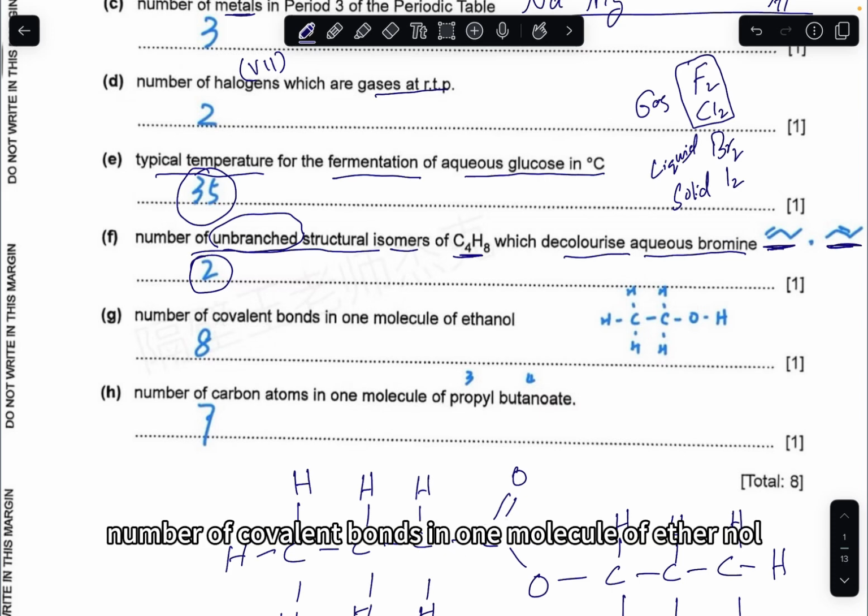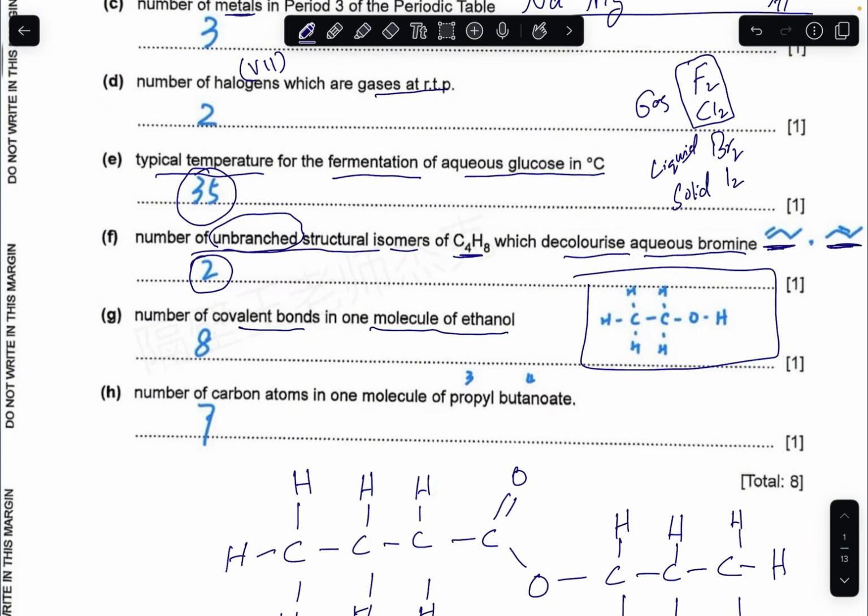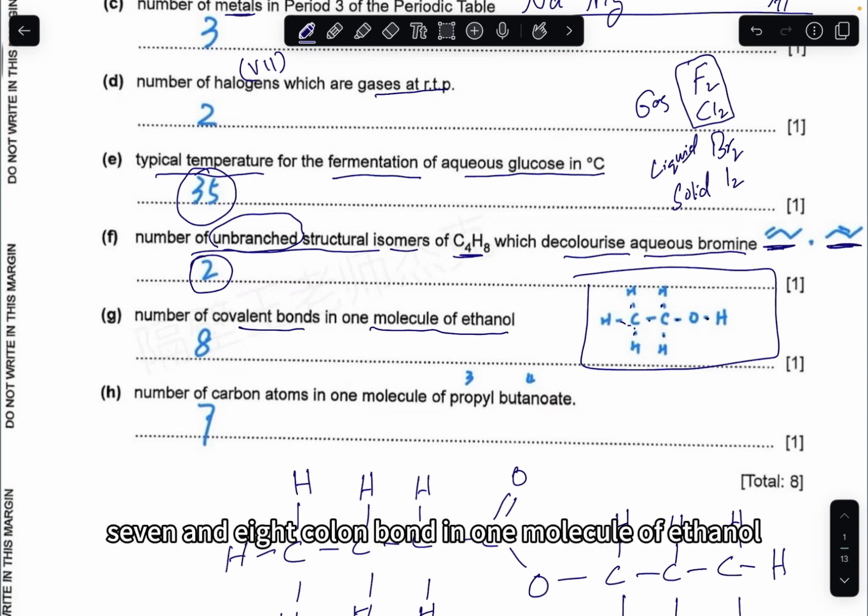The next question, number of covalent bonds in one molecule of ethanol. So if you draw the diagram of ethanol, you see we have 1 2 3 4 5 6 7 and 8 covalent bonds in one molecule of ethanol.